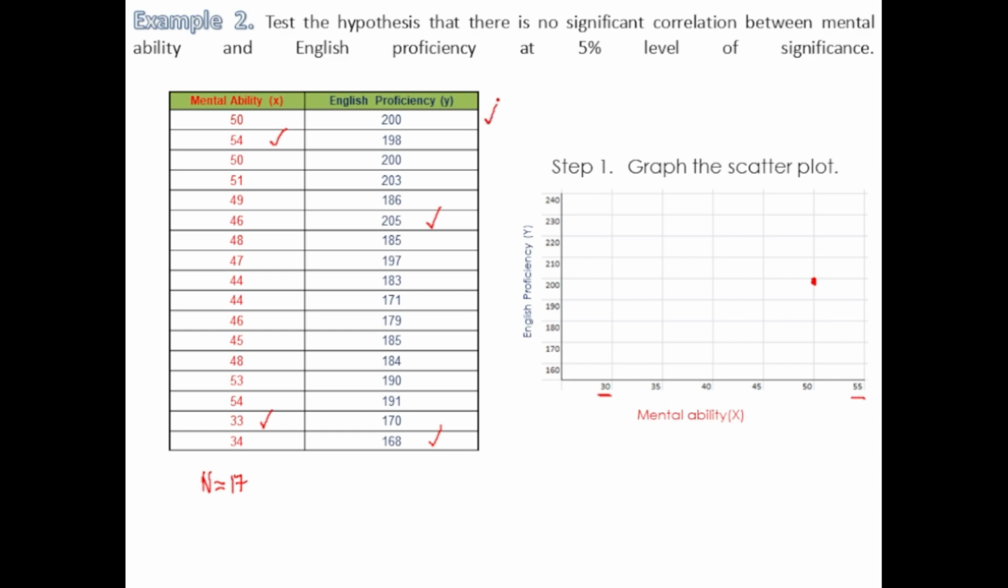So we're done with the first ordered pair. Second, 54 and 198. Let's estimate here: 54, then 198, heading toward 200. Okay, there. Next, third, 50, 200. The same 50, 200, so here again.